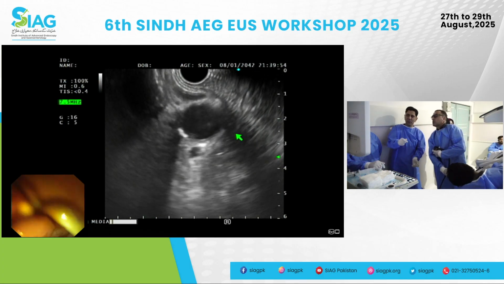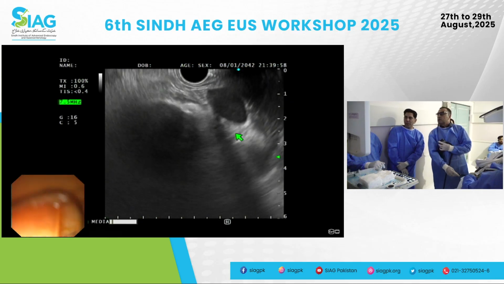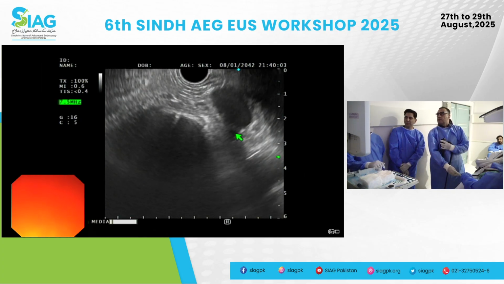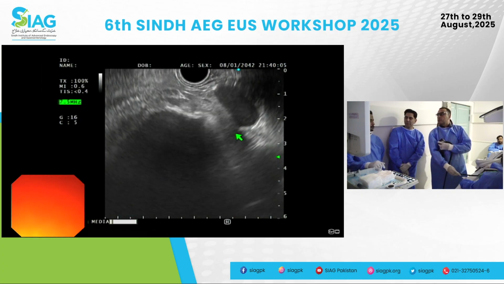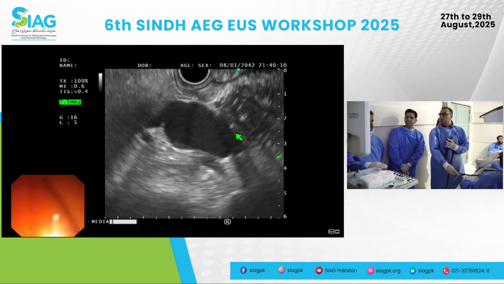Okay, and then go again. So you keep scanning in all the planes. So sir, what's your take on it? I mean, we haven't identified the thickness of the duct. No, I think with what you've shown, we need to put a stent in and take this stone off and then see what happens. That's what we would do. Yeah.